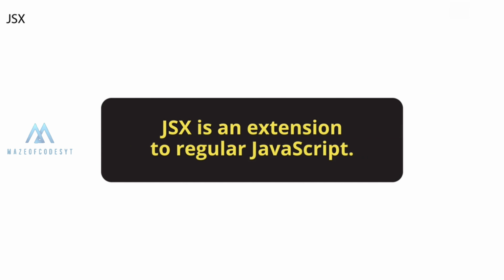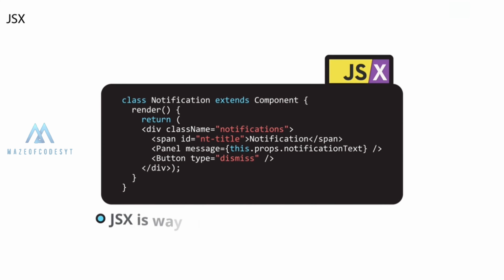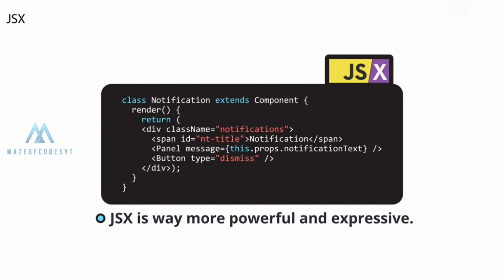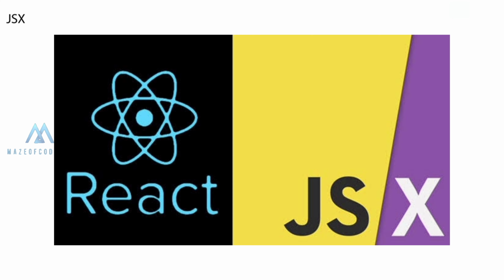You see, JSX is an extension to regular JavaScript, and while it looks a lot like HTML, it is way more powerful and expressive. JSX is like a templating syntax for React applications that makes it easy for developers to incorporate visual elements and dynamic data in a format and syntax that they're somewhat familiar with from the get-go. But the real power behind JSX is that it lets you use JavaScript all the way. Let's look at a quick example before we discuss further.